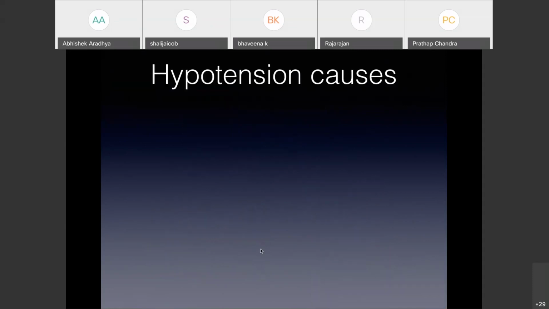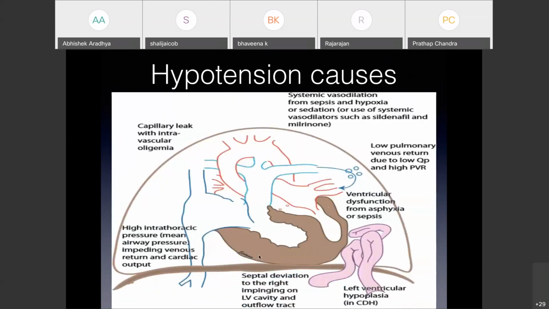So moving on, I just wanted to use this slide to suggest that hypotension can be very refractory whenever you are dealing with pulmonary hypertension. Some of the causes of that would be capillary leak in cases of sepsis, and high intrathoracic pressures, especially when you're using high frequency oscillation and the pressures are too high, it will impede your venous return and can cause hypotension.